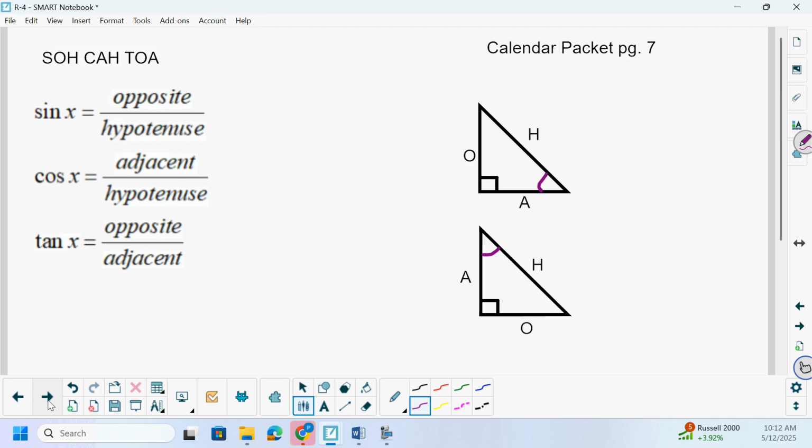All right, so our new stuff for today that we're going to review is our right triangle trig. So two things we need. We need you to take your calculator out, and we also need to go to our calendar packet and flip to page 7. So if you could take a moment to do that now.